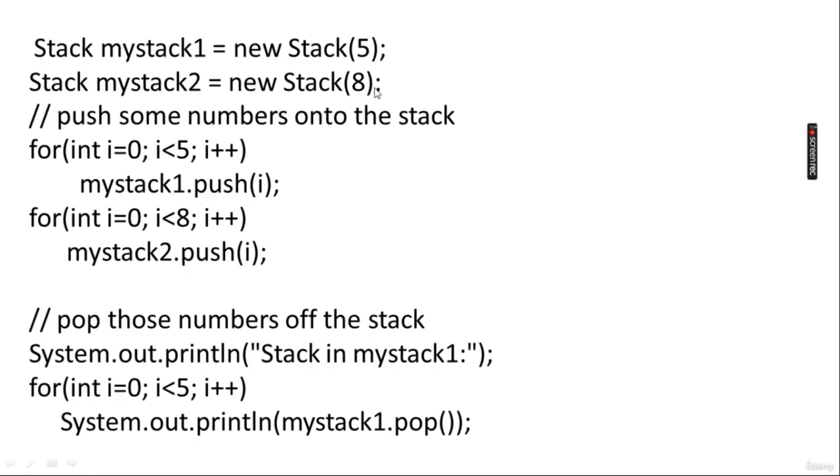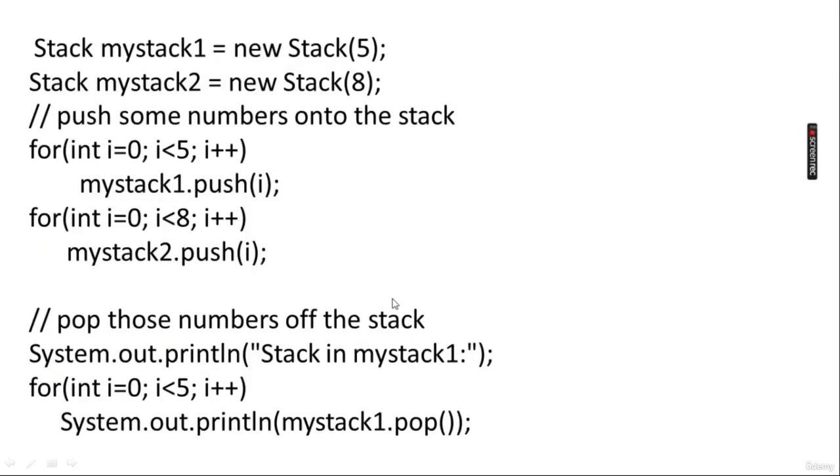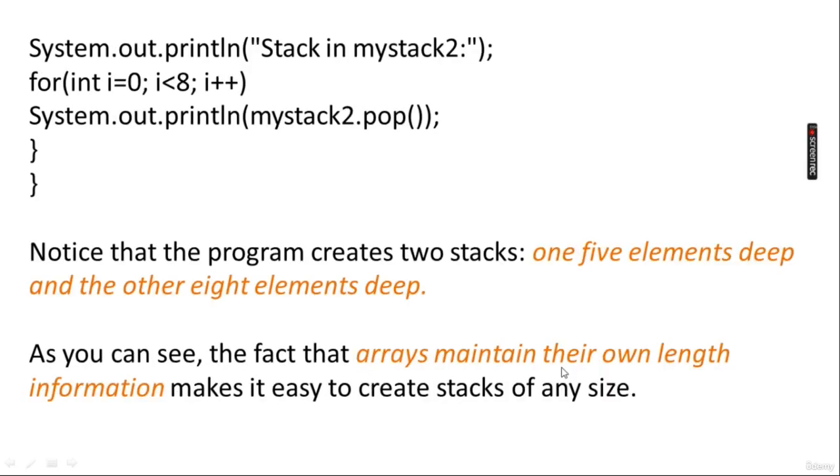Two stacks are created, of sizes 5 and 8. Then I'm putting data onto the stack and popping data off the stack. There we have created two stacks, one a 5 element stack and the other an 8 element stack, so the size of the arrays is 5 and 8. The fact that arrays maintain their own length information makes it easy to create a stack of any size. So an array can maintain its own information using the length instance variable.